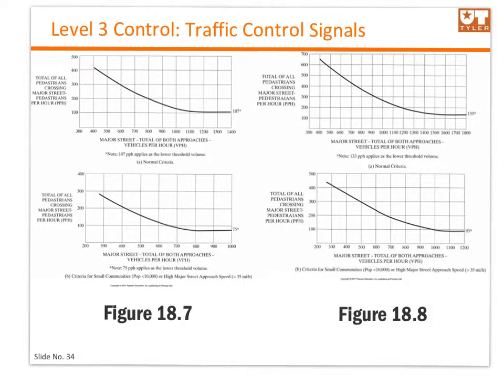Or if we plot all the 12 points on this figure here and just one of them is above the curve, that would be enough to meet the criteria. 18.7b and 18.8b are the same x and y axes, but for smaller populations and small towns that have fewer than 10,000 people.